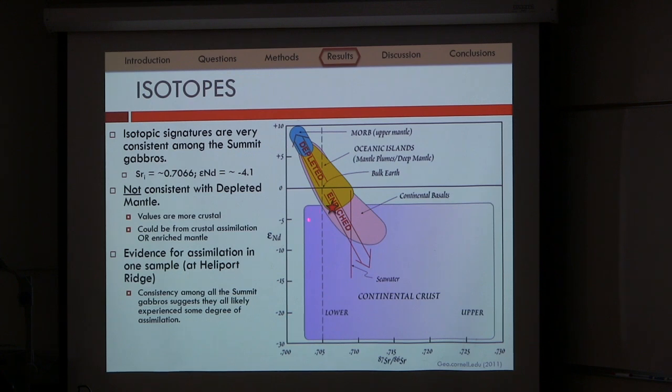And so there are a couple of ways we could produce these values. We know this isn't depleted mantle, but we know there was some assimilation. Here's our continental crust. If you mix some depleted mantle with continental crust, you can get these values, or you can get these values from depleted or from enriched mantle. So it's hard to say at this point. But again, there's evidence for assimilation, at least at Heliport Ridge. And because those isotopic values are consistent with the isotopic values of all my other gabbros, it's possible they all experienced the same history and maybe the same amount of assimilation.